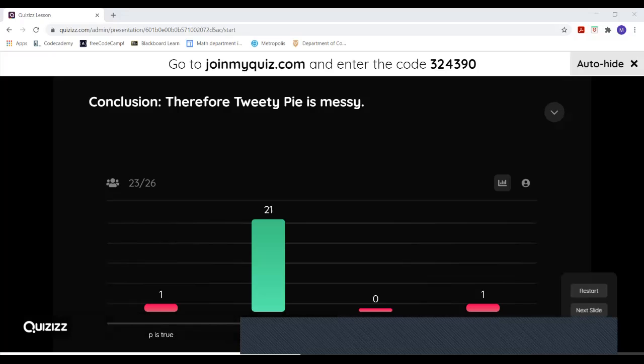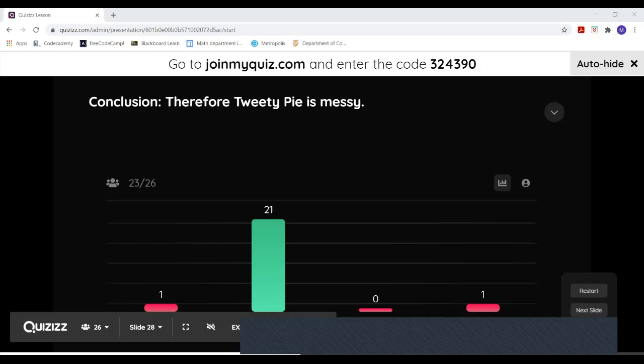All right, so let's see where we are. 21 people answered it correctly. It is definitely a Q statement. The messy part was the Q statement. It is confirming it, so it is saying Q is true.